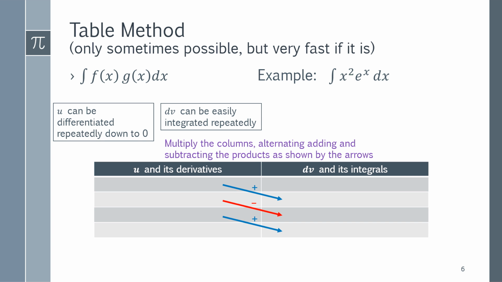So the formal method of integration by parts will always work, but it is slow, especially if you have to do it multiple times, like the last example I did, or example number 2 I did in the last video. So there is a method called the table method for integration by parts, which is much, much faster. However, it doesn't always work.